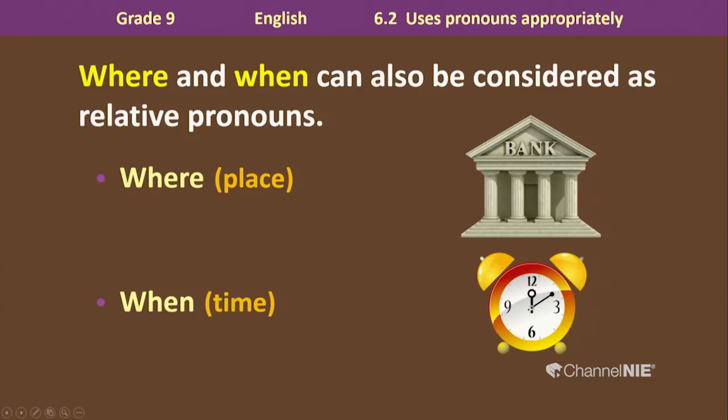Also, children, where and when can also be considered as relative pronouns, right? Where is used to talk about a place and when to talk about a time. As you see on the screen, I have given a place, the bank, and you can see a clock there, right? To talk about place and time, you use the relative pronouns where and when.